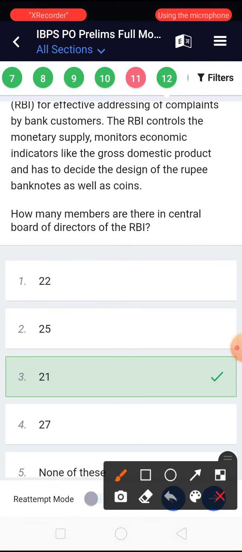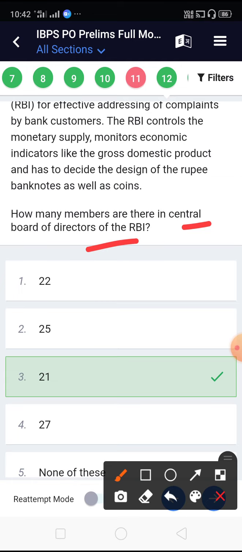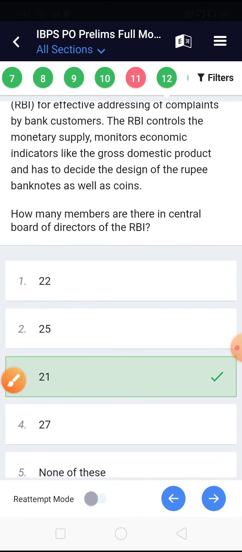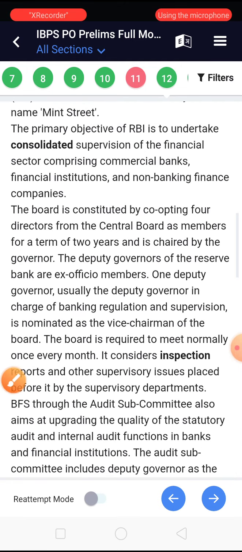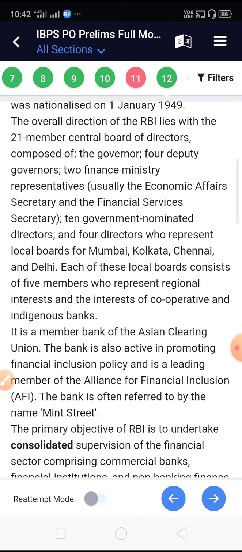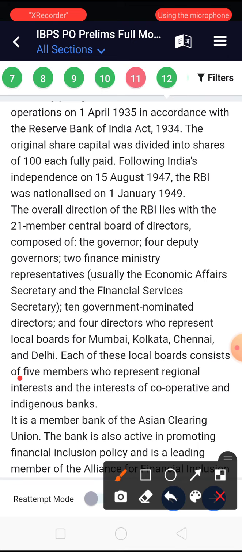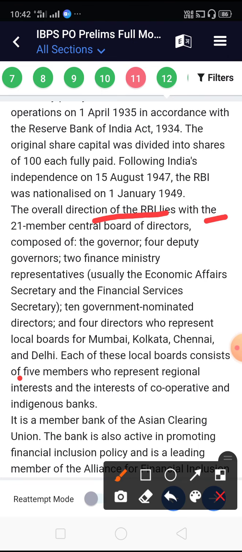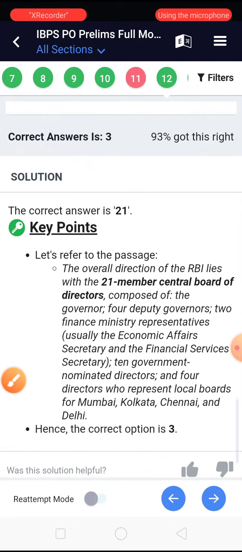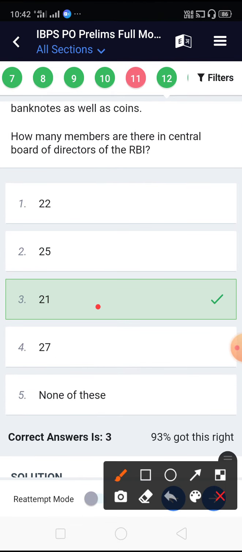How many members are in the Central Board of Directors of RBI? Central Board of Directors, यहाँ पर दिया हुआ है, देख सकते हैं 21. The overall direction of RBI lies with the 21-member Central Board of Directors. 21 हो जाएगा.